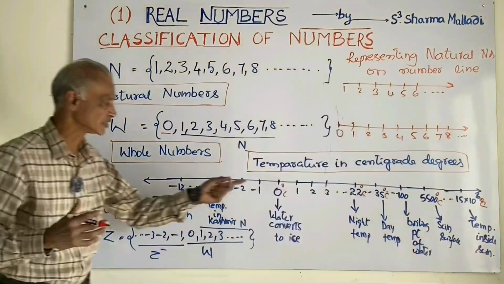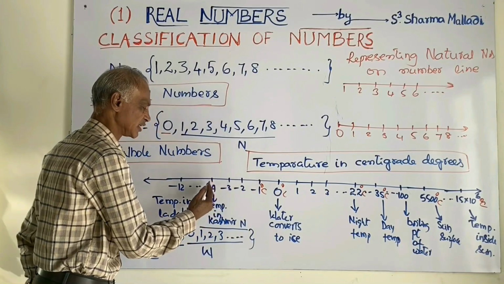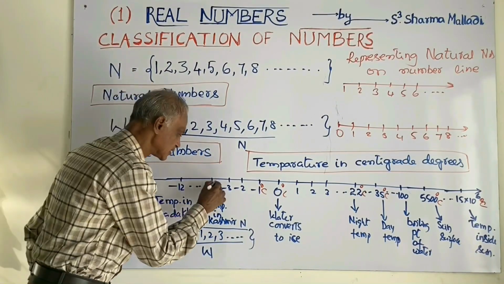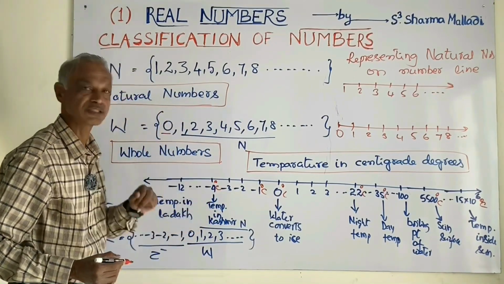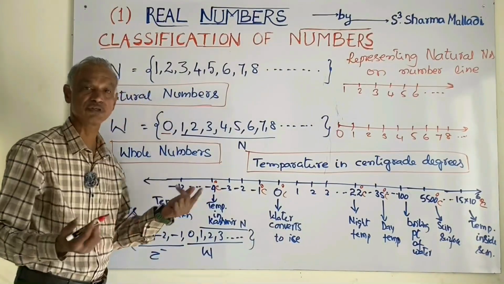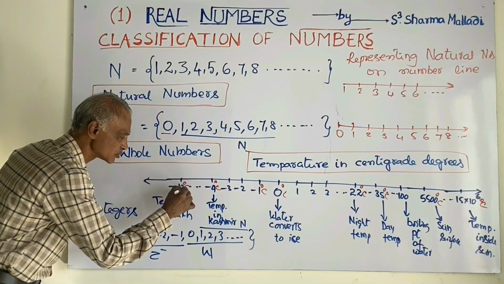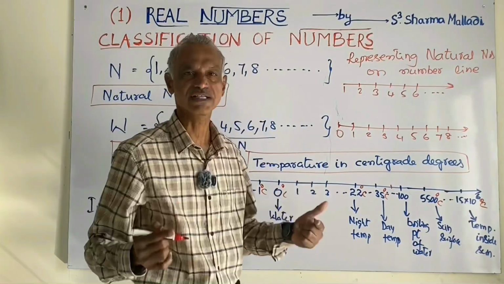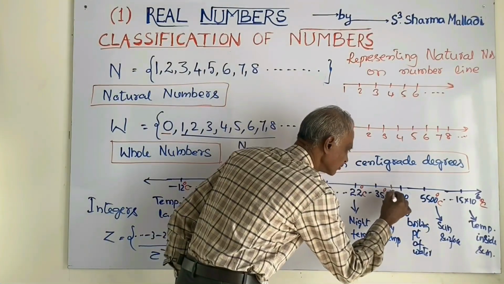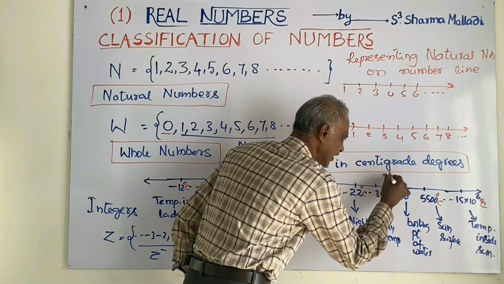It is very hot. 0 degrees, minus 1 degree centigrade, minus 2 degrees, minus 3 degrees, minus 4 degrees, and it goes like this. At minus 4 degrees centigrade, that is the temperature in Kashmir. What is the temperature in Kashmir in winter? It is around minus 4 degrees centigrade. What is the temperature in Ladakh? It is around minus 12 degrees centigrade. What is the hottest day temperature on earth? It will be 55 degrees centigrade at Death Valley.